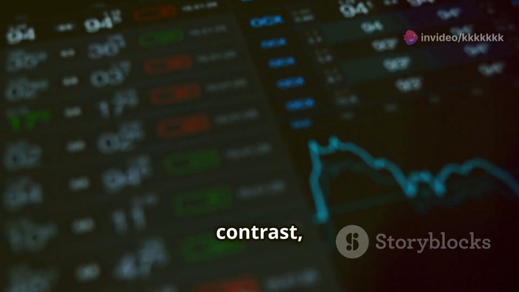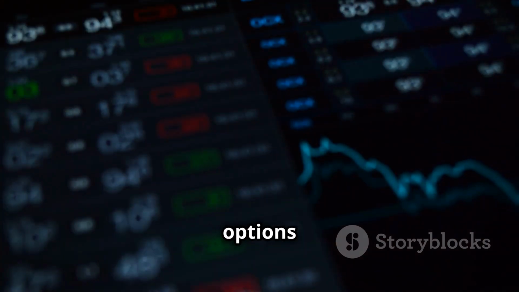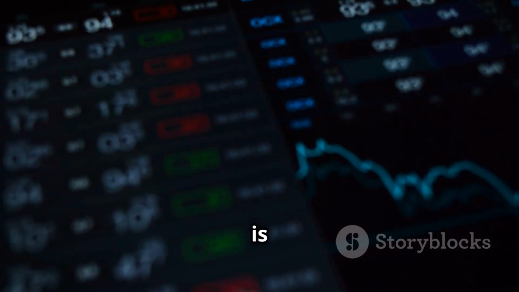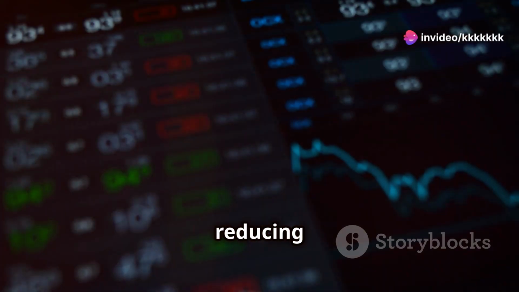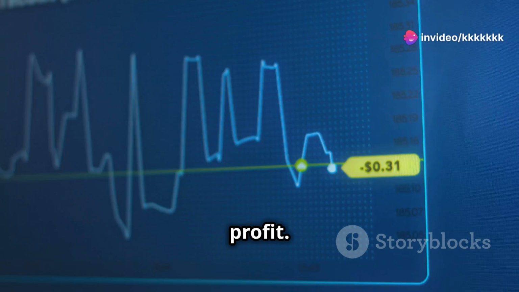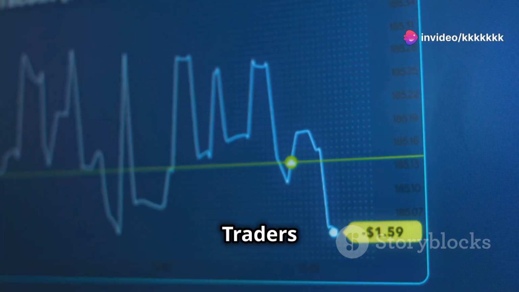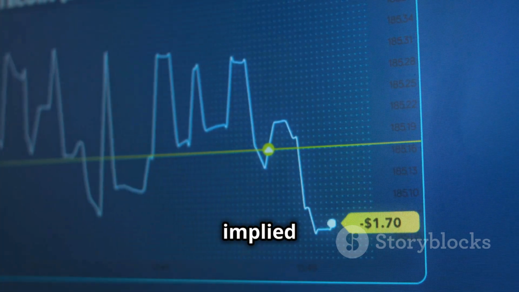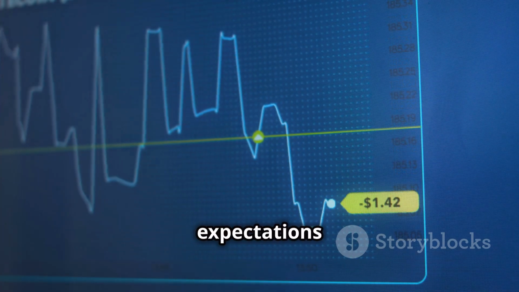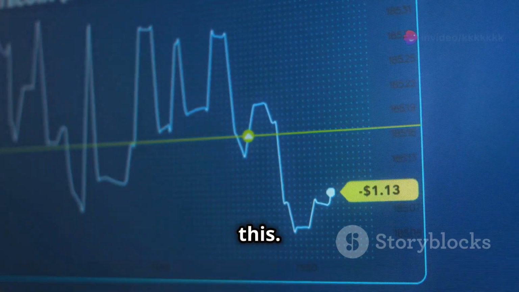In contrast, in times of low volatility, options tend to be cheaper. This is because the underlying asset's price is less likely to move significantly, reducing the potential for profit. Traders often track historical volatility, past price movements, and implied volatility, market expectations of future movements, to gauge this.